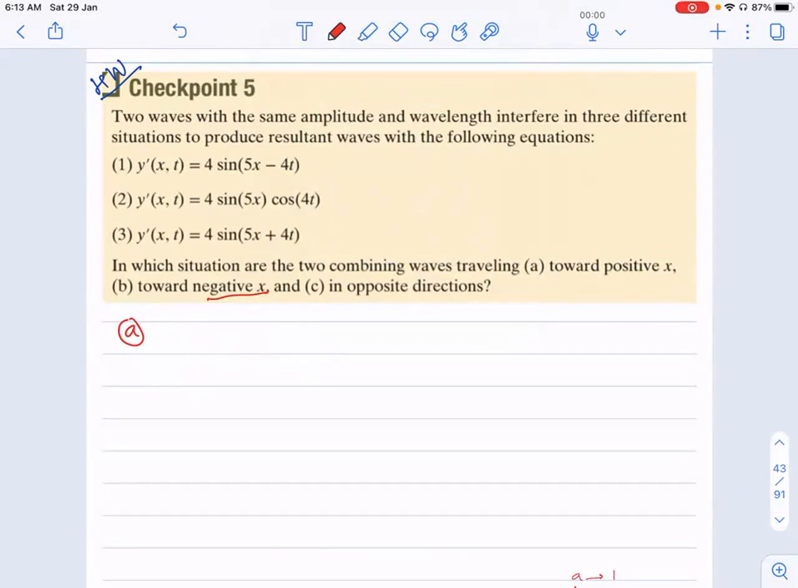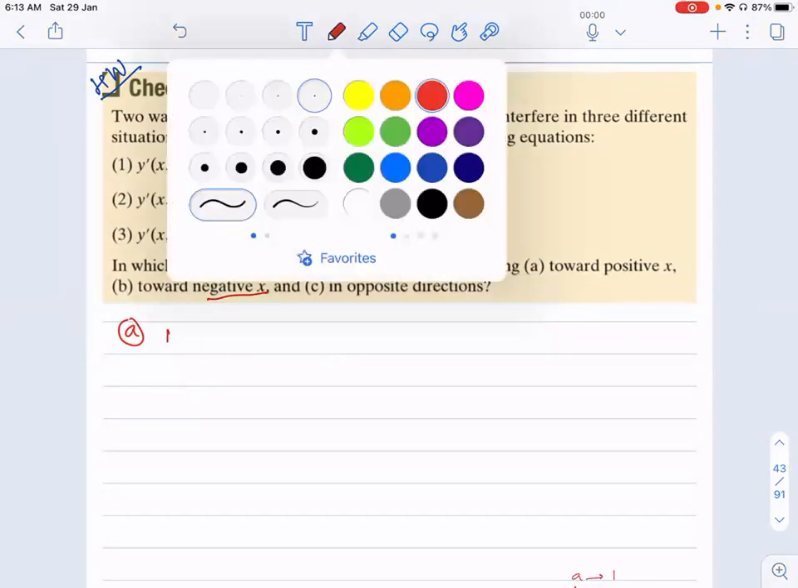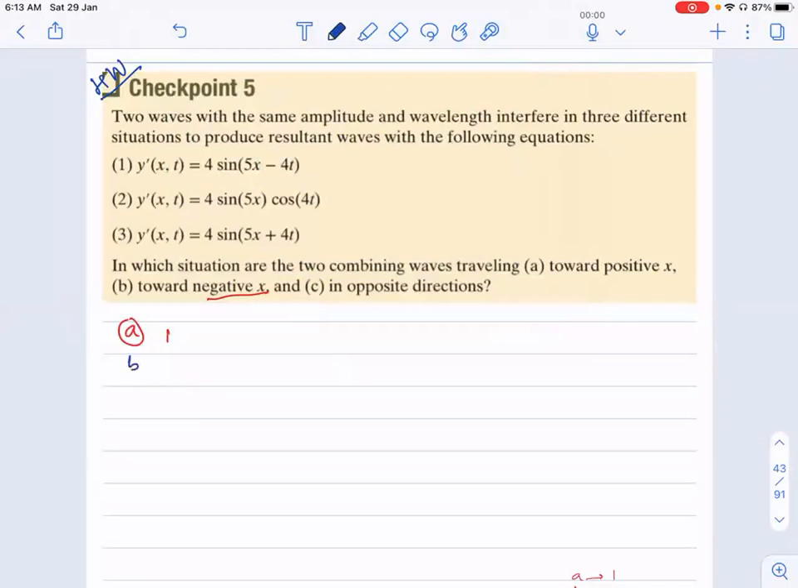और B का क्या था? Are you there? Yes, sir. Towards negative, कौन सी जा रही है जिसमें पॉजिटिव आता है बीच में? तो 3 हो गई. और C में क्या आंसर आएगा?